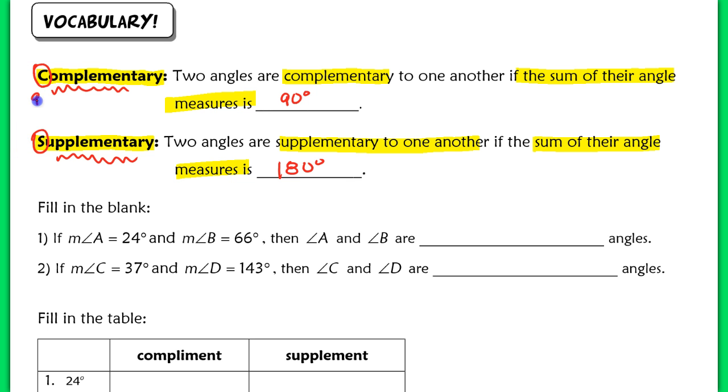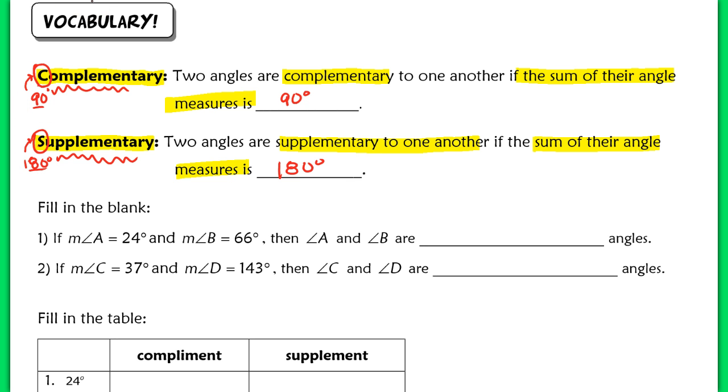Remember, 90, that number, comes before 180 degrees, just like C comes before S in the alphabet. So that's how I actually remember it too. I think about what comes first: complementary. The C comes before S, and 90 comes before 180. So that's how I group those together.